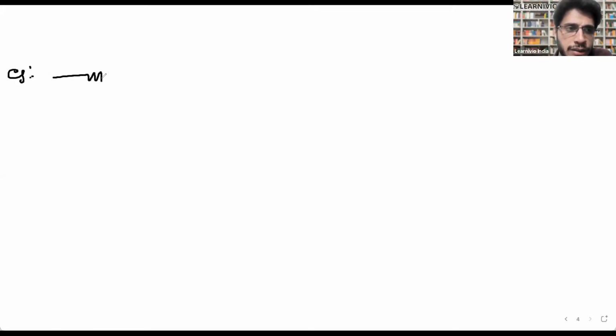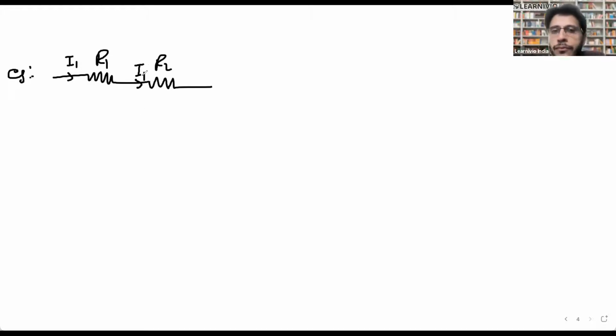Like I'm giving you this example. You have these two resistors, one resistor R1, another resistor R2. Will these two resistors have same current or different current? Same current. There is no branching, so they will have same current. So I1, I2, same current. Do they have same potential difference? No, they're not connected end to end. They will have different potential.